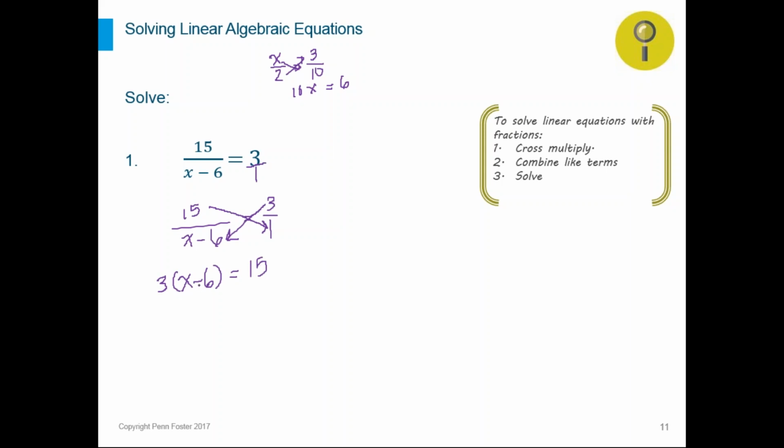So now it started to look like an equation in one line that we're able to understand or remember the similarities between that and the previous ones that we solved in the past. Now, 3 times x is 3x minus 3 times 6 is 18 equals 15. I did not do anything new. I just distributed the 3 over the x and the 6 here.